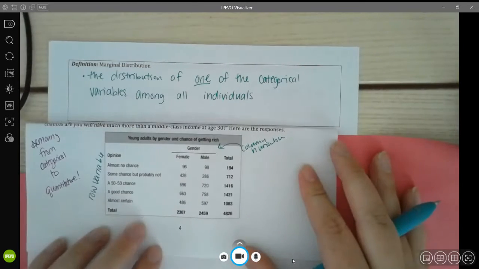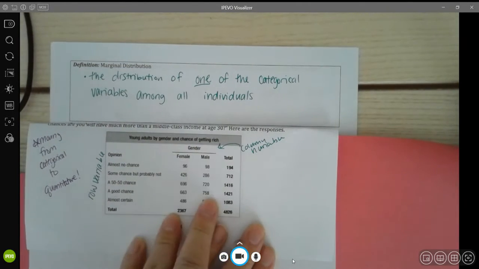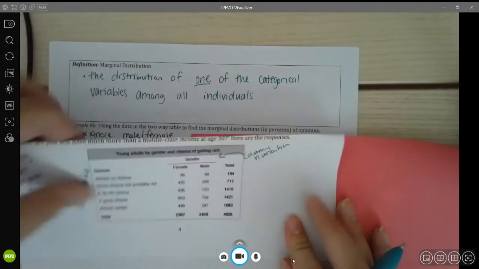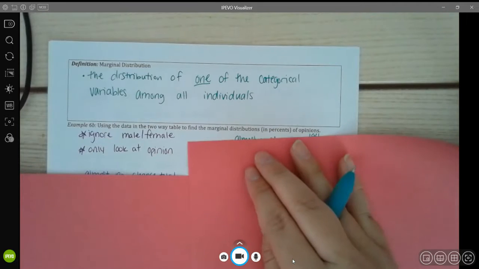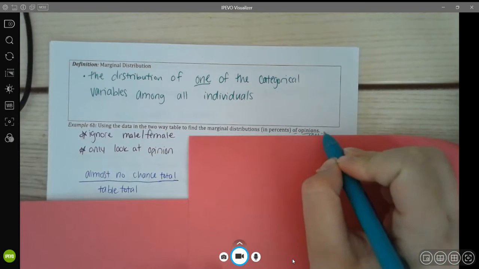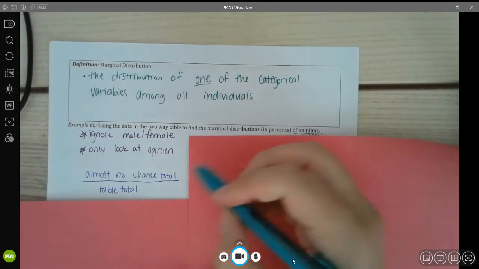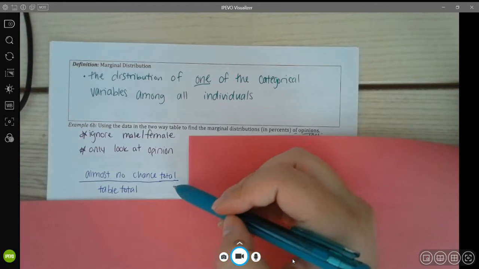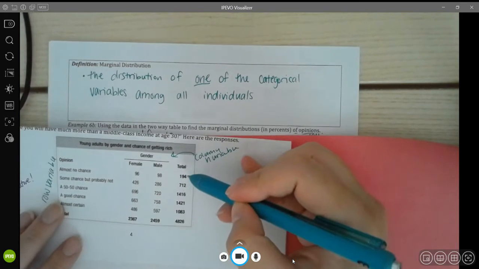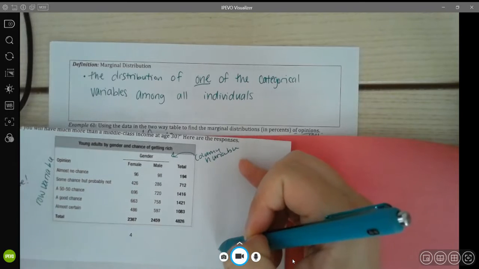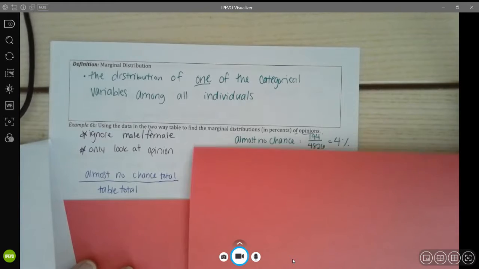If I were to do that, you don't really need these two columns here. You just need to look at the total of the opinion and the total of the table, which is 4,826. Okay, so to find the marginal distribution of opinions, we ignore the other variable, which is male and female. For the first one, we would take the total people that said almost no chance, and we would divide that by the table. The total people that said almost no chance is 194. We'll divide that by the table, 4,826, and we get about 4%.